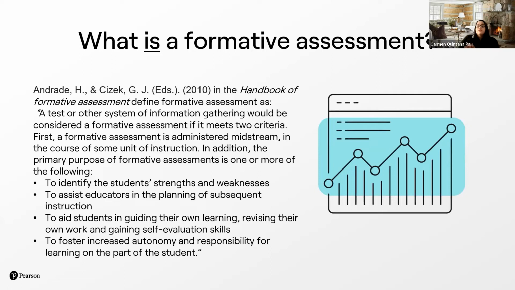Now, the second part of that criteria is that the purpose of formative assessments is one or more of the following: to identify the students' strengths and weaknesses, to assist educators in the planning of subsequent instruction. Remember what we mentioned earlier about tailoring instruction. To aid students in guiding their own learning, revising their own work, and gaining self-evaluation skills, and to foster increased autonomy and responsibility for learning on the part of the student.